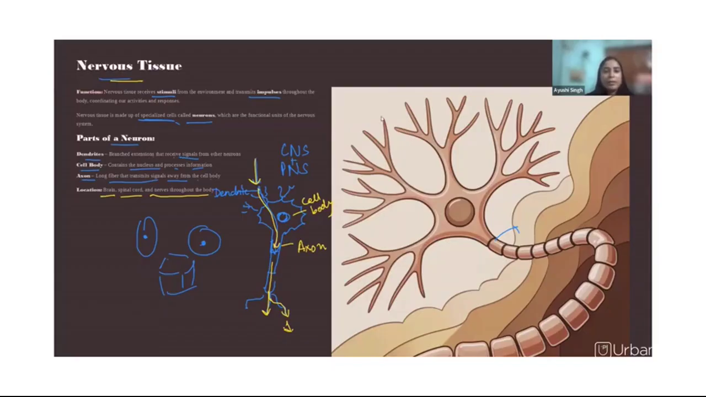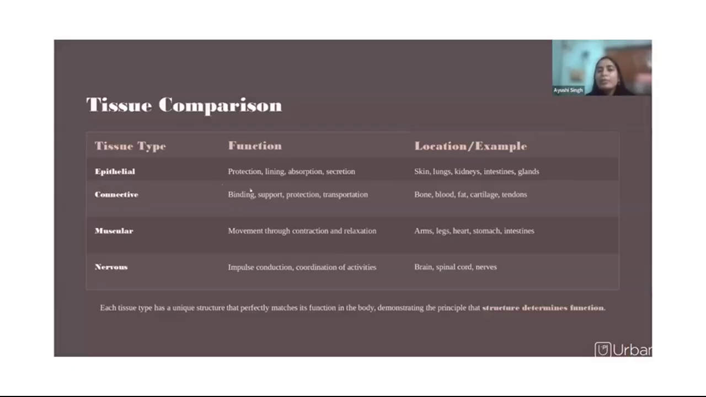Now, if we compare, epithelial tissue is the one which protects, lines, absorbs, and secretes. It is present in the skin, lungs, kidneys, intestine, glands, all these things. Now coming to connective tissue. Connective tissue helps in connecting, binding, supporting, protection, and transportation also. So blood, bone, areolar tissue, cartilage, all these help in connecting.